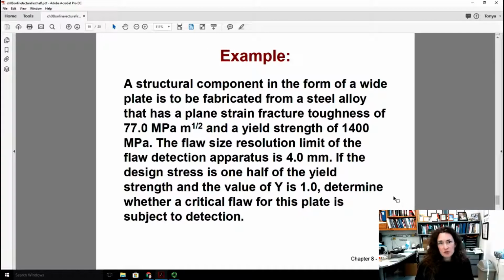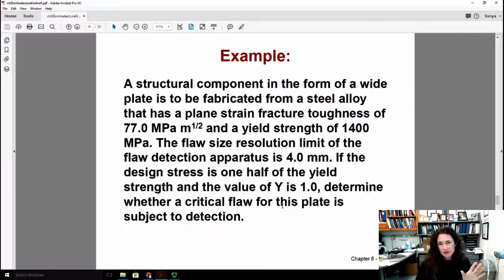Let me do an example problem for you on this. We have a structural component in the form of a wide plate, and it's to be fabricated from a steel alloy that has a plane strain fracture toughness of 77 megapascals times the square root of meters and a yield strength of 1400 megapascals. The flaw size resolution limit of the flaw detection apparatus is 4 millimeters. So if the design stress is 1/2 of the yield strength and the value of Y is 1, determine whether a critical flaw for this plate is subject to detection.